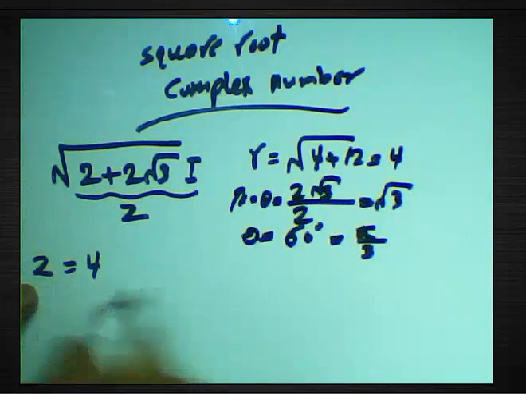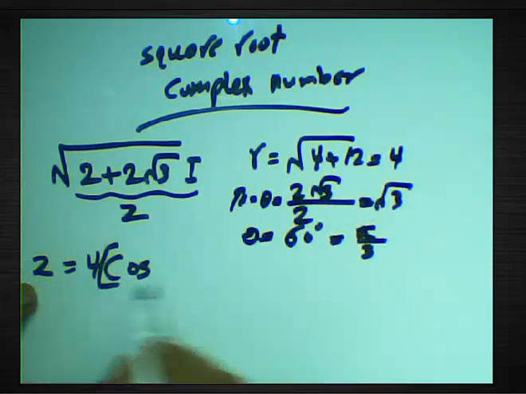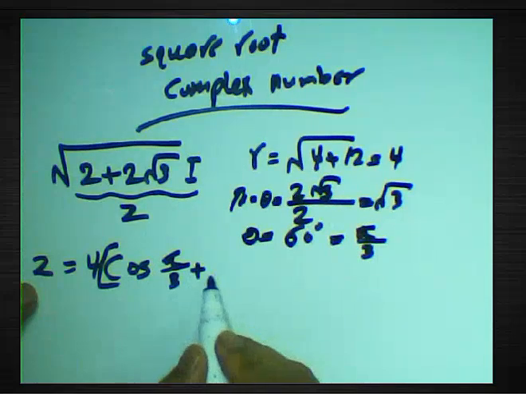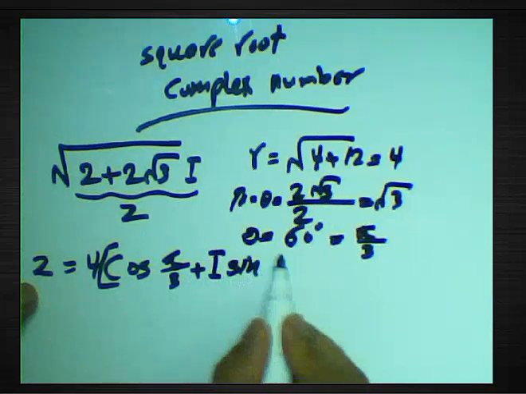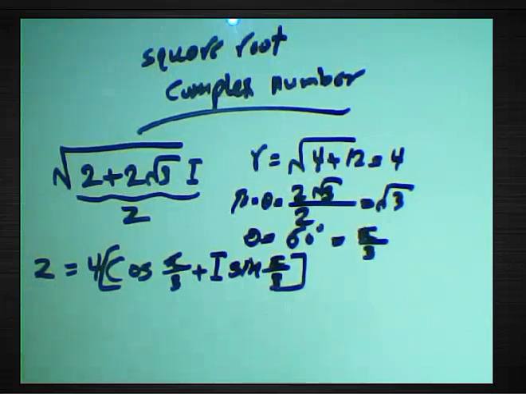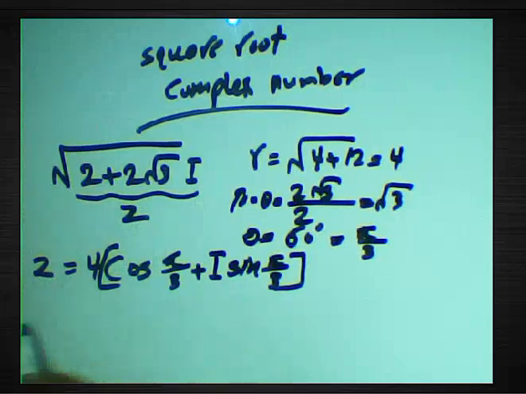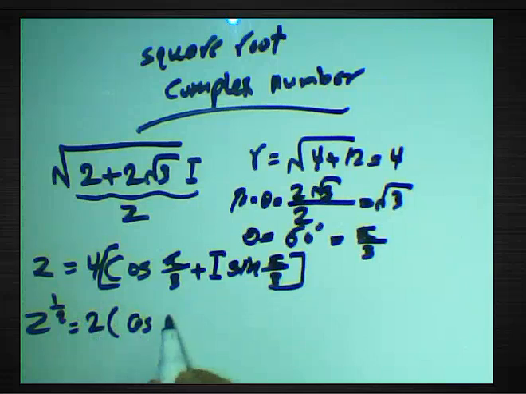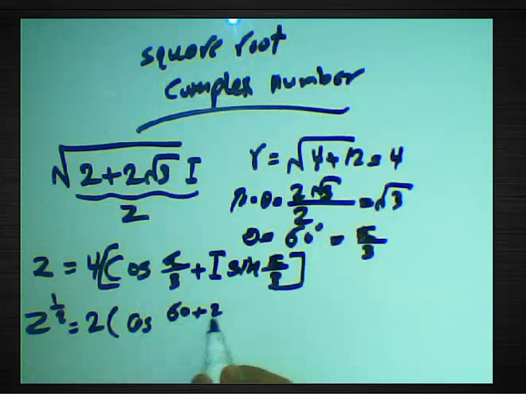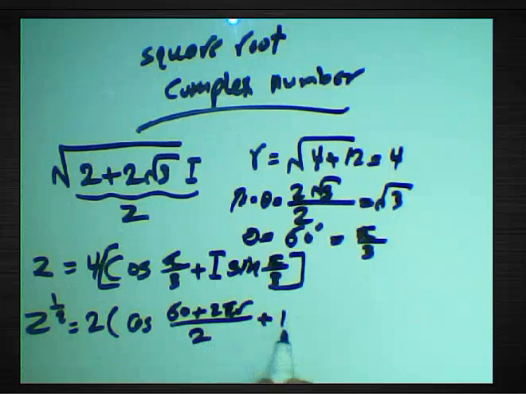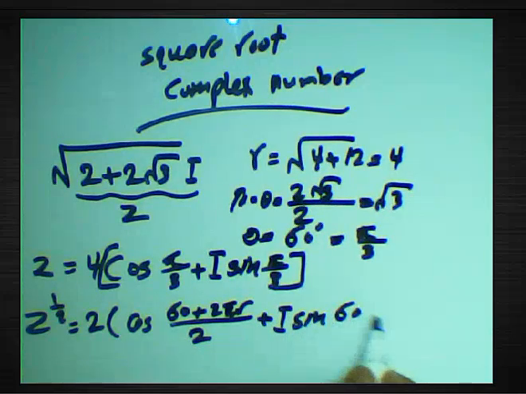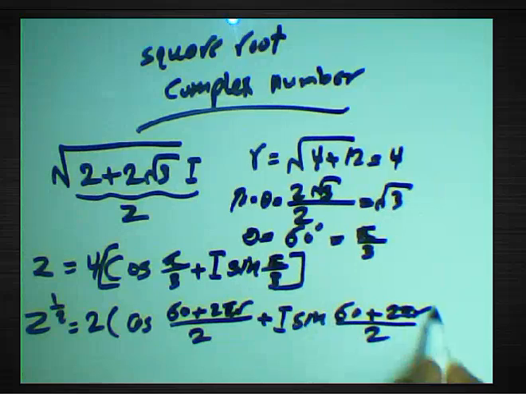z equals 4 multiplied by cosine of this angle, pi over 3, plus i multiplied by sine of pi over 3. Okay, and then we want to find the square root of z. Square root means z to the power half. The square root of 4 equals 2 multiplied by cosine of (60 plus 2 pi r) over 2, plus i multiplied by sine of (60 plus 2 pi r) over 2.